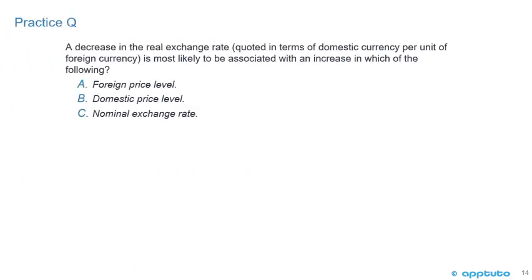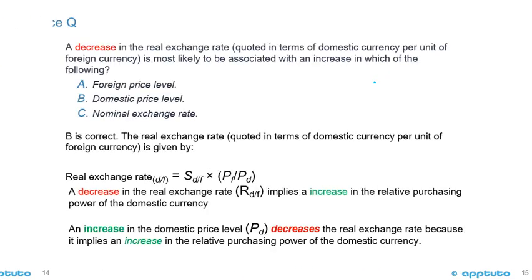So a quick little practice question to show you exactly what I was talking about. A decrease in the real exchange rate, quoted in terms of domestic currency per unit of foreign currency, is most likely to be associated with an increase of which of the following: A, foreign price level, B, domestic price level, or C, the nominal exchange rate. Okay, so you see the way that I'm going to solve this?